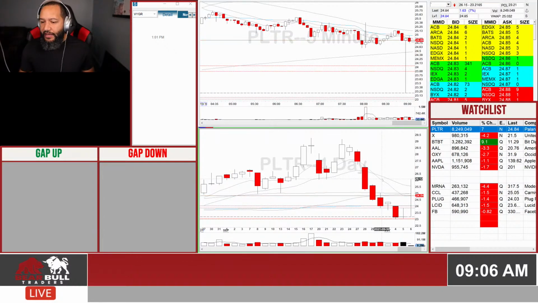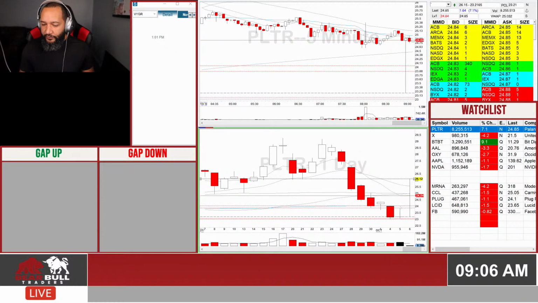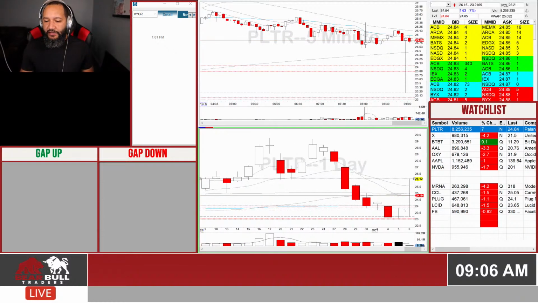So we'll do some levels here. High of the pre-market 26.15 this morning. Towards the bottom, we do have highs and lows from the last two trading days between 24 and 23. Got a nice little base happening here. Again, the last couple of days on it has not been great. You can see the drop there. So we'll see if this is going to hold.